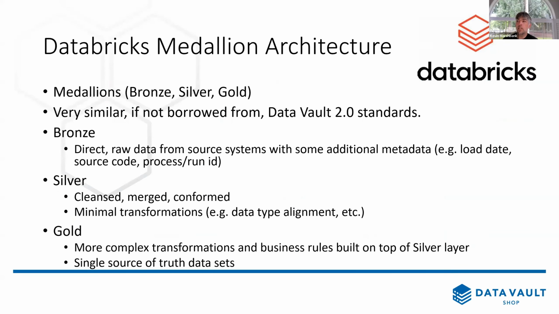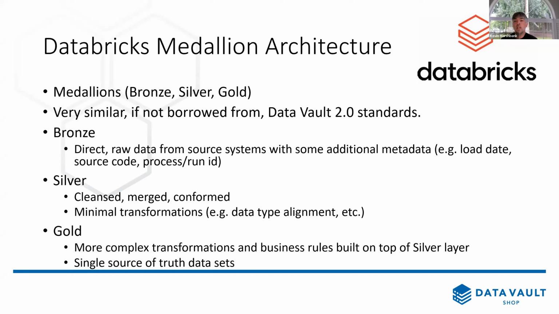All right, so Databricks medallion architecture, let's talk about that. So medallions really meaning bronze, silver, and gold. Great time right now with the Olympics to talk through that. And very similar, if not borrowed from, Data Vault 2.0 standards in the sense that bronze really is your direct raw data from your source systems with some additional metadata, like load dates, source codes, processor run IDs, things like that. And then the silver is going to be your cleansed, merged, and conformed data, minimal transformations like data type alignment, things like that. If you read through the Data Vault 2.0 standards, you're going to see basically these kind of things mentioned as far as that process going from your ingestion and staging layer to your raw data vault.